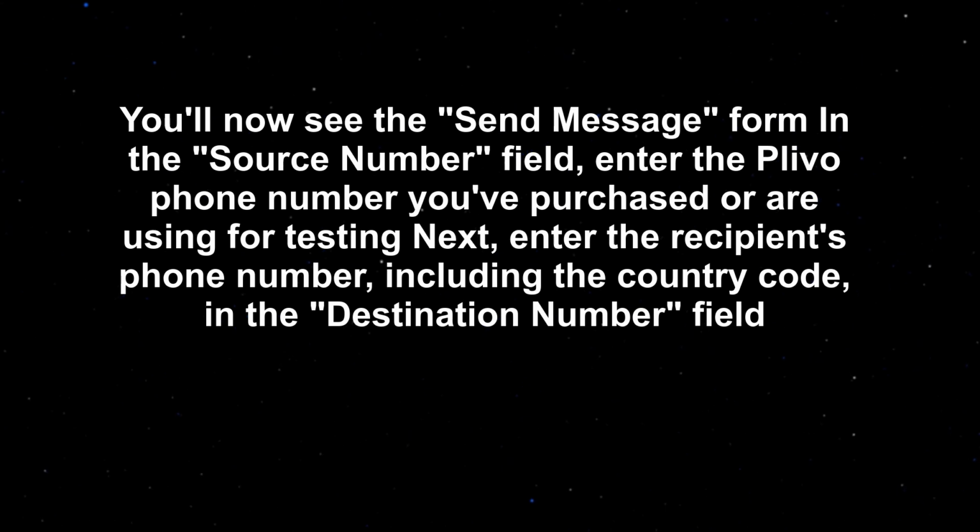In the source number field, enter the Plivo phone number you've purchased or are using for testing. Next, enter the recipient's phone number, including the country code, in the destination number field.